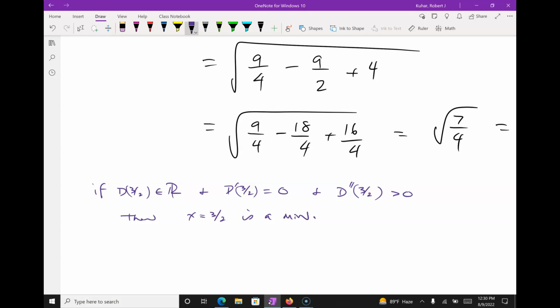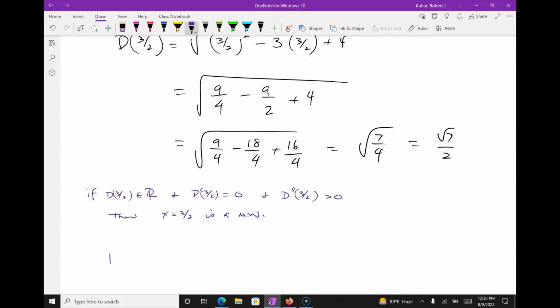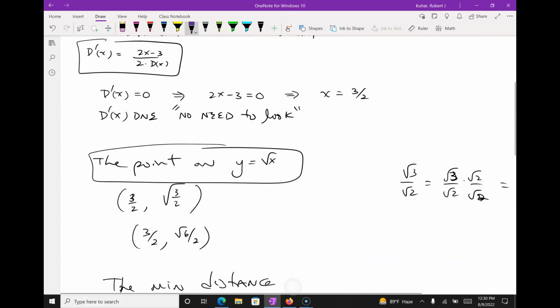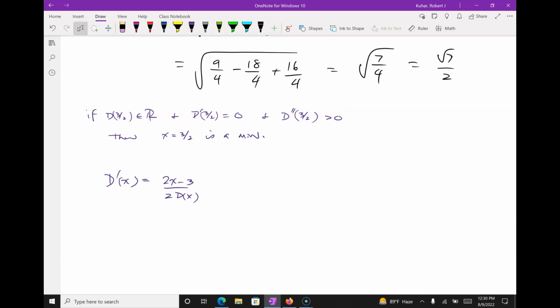So we have already that d prime of 3/2 is 0. We found the distance at 3/2. That was square root of 7 over 2. All we have to do is find the second derivative at 3/2. And make sure you remember, I want to use my general form of the derivative, which turned out to be 2x minus 3 over 2 times d of x. Right? So let's do our quotient rule to get the d double prime. Not copying, you're doing it yourself.